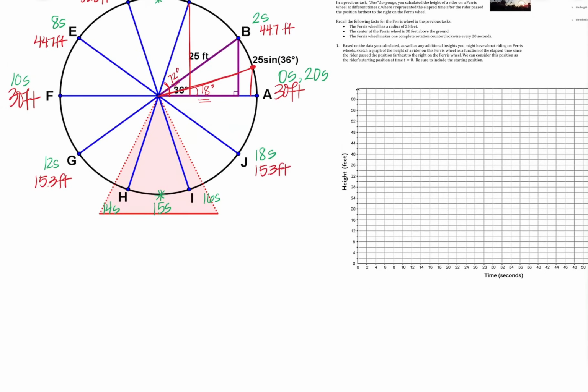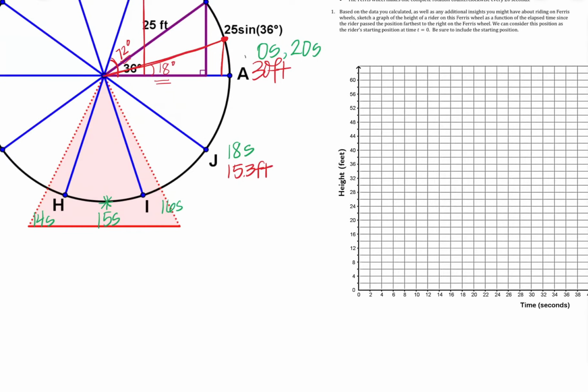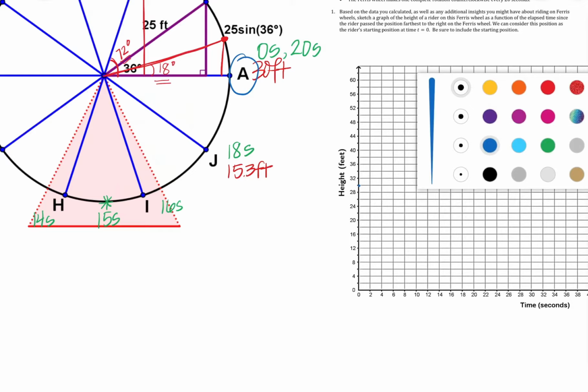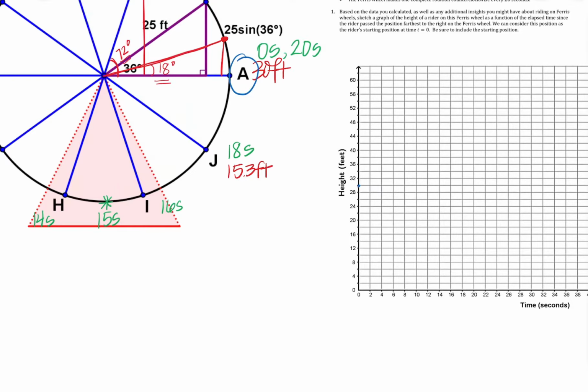Okay, so it's time to graph. The main difference between our warm-up and the task is just that we're going from a table and turning it into a graph. So as we start 4.6, we're using the same Ferris wheel, radius of 25, center of 30, rotation every 20 seconds, and we're going to imagine ourselves rotating around the Ferris wheel. We start at A. When we start at A, what's our height off the ground? Well, at 0 seconds, our height is 30 feet. So we're going to put that dot right there at 30 feet.